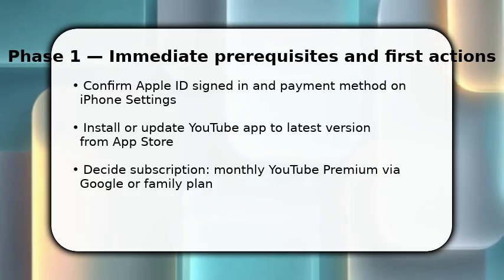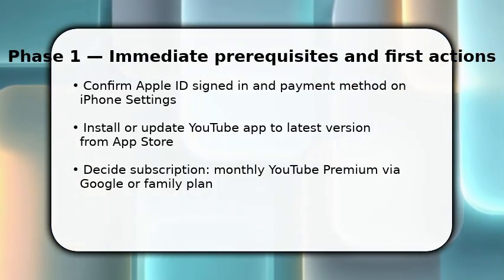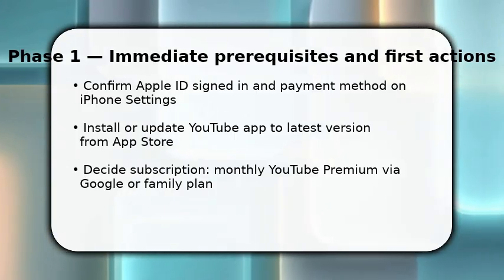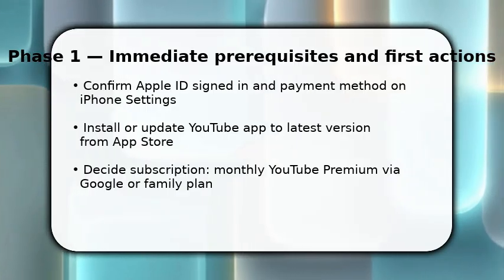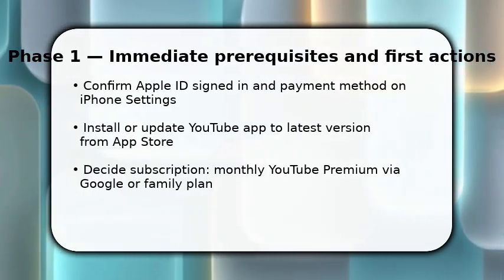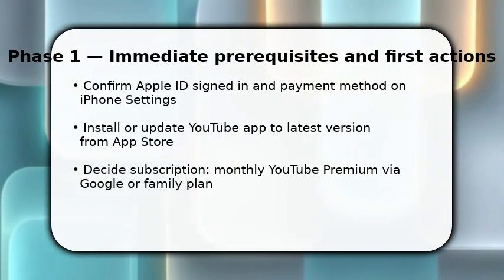You start by making sure your Apple ID and payment method are ready. This prevents interruptions when subscribing. Open the App Store, update or install the YouTube app, and sign into the Google account you want to upgrade. Once done, tap your profile icon, then Subscriptions. This is where the buy flow begins.